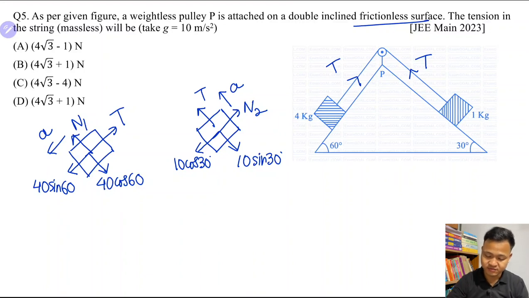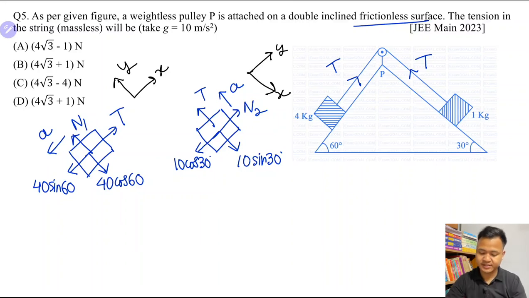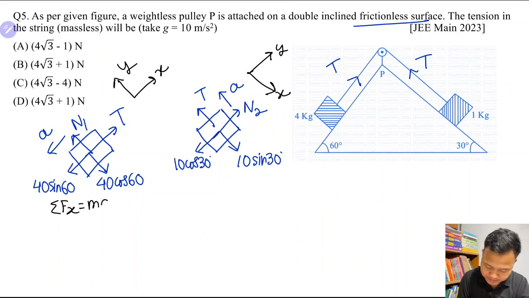Now the sign convention. Let's say this is x, y. Therefore this will be x, y, so you have to rotate it. For the 4 kg block we will write only the equation along the x. So Fx equals max.